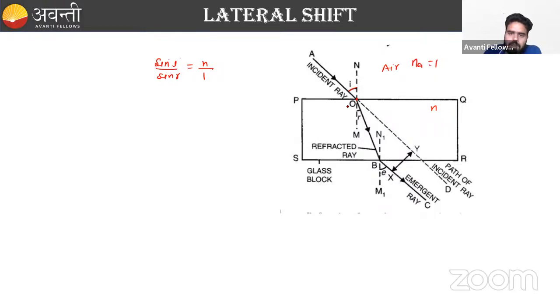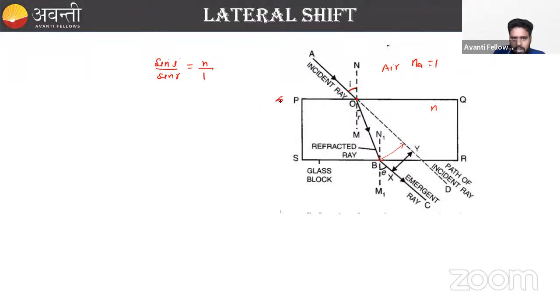Again, this ray strikes another surface, the boundary between the glass and air. Here light is going from the denser medium to the rarer medium, so it bends away from the normal. Say this angle is A and this angle is B. What is the shift involved here? What is the meaning of the shift? If we extend the incident ray, and this is our emergent ray, then the lateral deviation between the rays is known as the lateral shift. This is our shift.